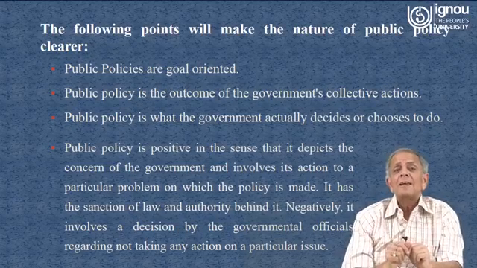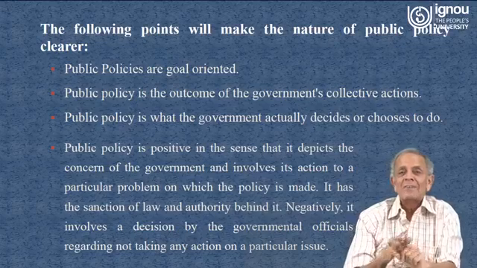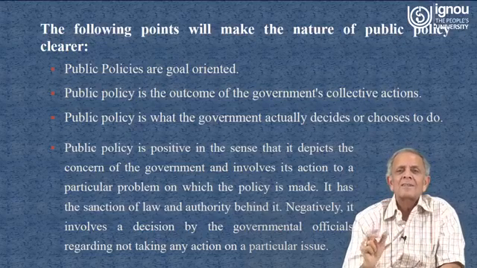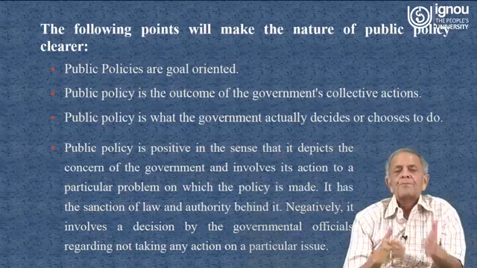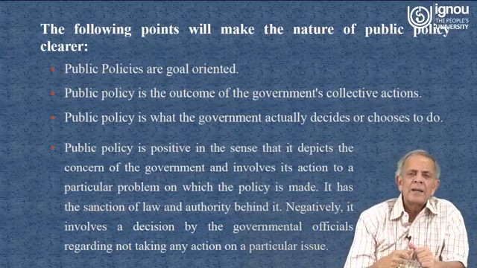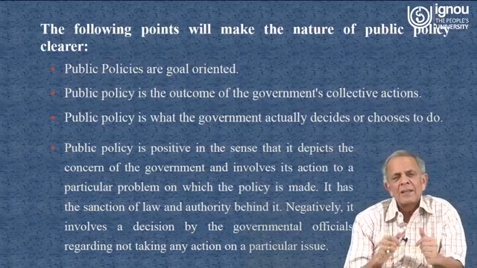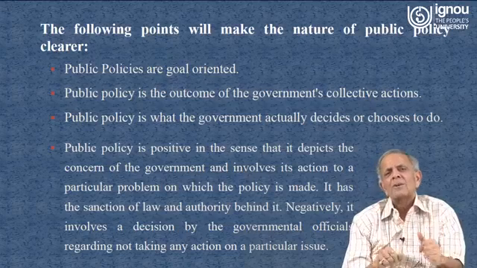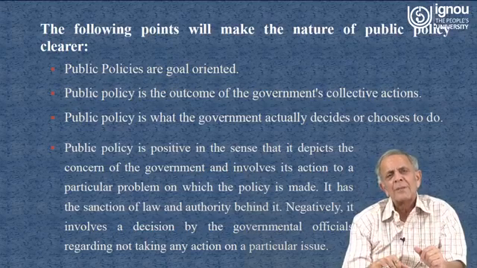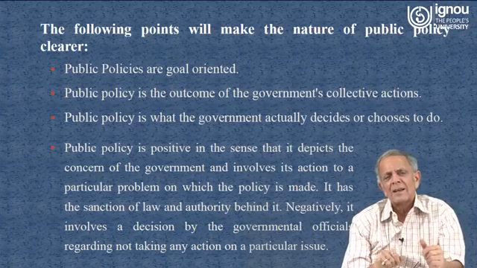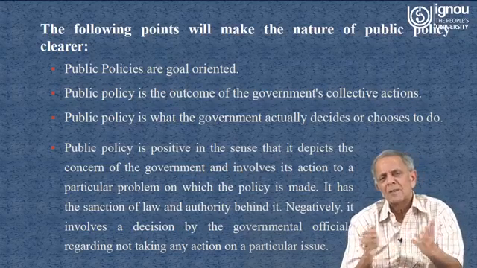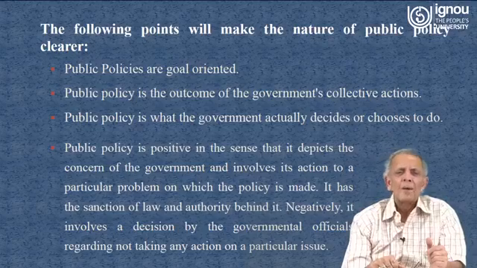So policy is the outcome of the government's collective action, with a number of structures and agencies involved therein. Let us say it is the political executive which is involved. When we go back to the essay written by Woodrow Wilson way back in 1887, The Study of Administration, he says that policy making is the task of the political executive and policy implementation is the task of the permanent executive.